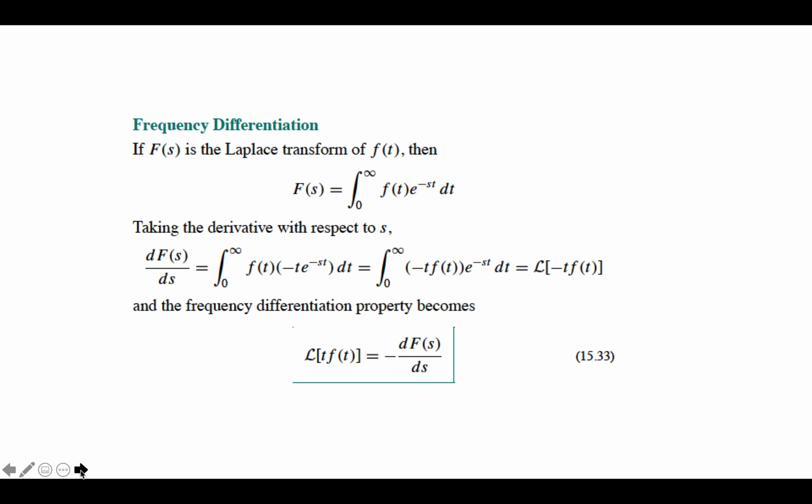I don't want to talk too much about frequency differentiation because in the inverse transform realm, it's not particularly useful. It can be very useful in the time domain. So if you have some function f of t and it's multiplied by t, that's basically just take the transform of f of t, you'll get f of s, take its derivative, multiply by -1, and that'll take care of the t in the time domain.